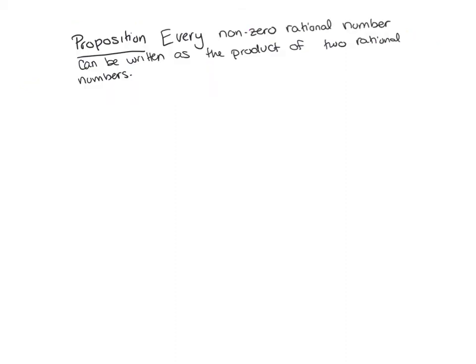Let's do one more proof here. I want to prove every non-zero rational number can be written as the product of 2 irrational numbers. The only number I know for sure that's irrational right now is the square root of 2. So given some non-zero rational number A, I want to write it as some irrational, maybe square root of 2, times some other irrational.